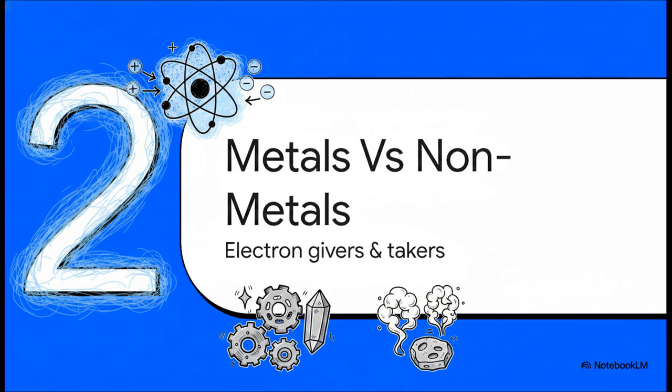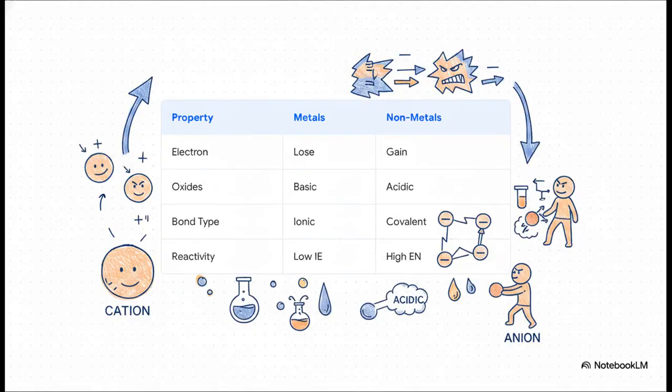Moving on to Section 2. Metals versus nonmetals, the electron givers and takers. This is where the whole thing becomes a showdown. We've got the generous, electron-donating metals pitted directly against the aggressive, electron-stealing nonmetals. Metals inherently want to lose their electrons to form positive ions, which we call cations. Nonmetals, they want to gain them to form anions.